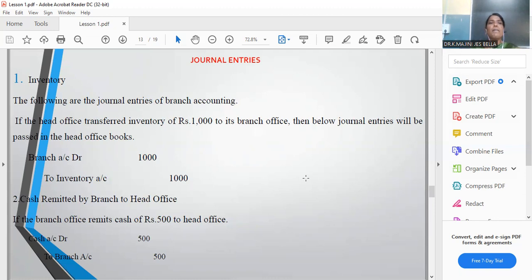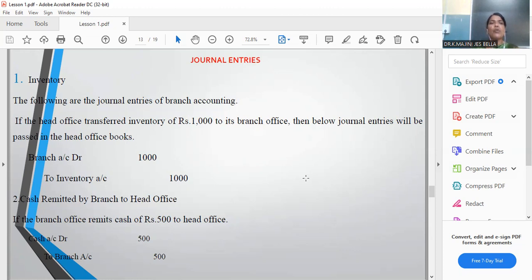What is the journal entry? Branch account debtor to inventory account. Students, here you should understand one thing. Whenever you are writing a journal entry, you should bring the golden rules to mind. Then you can easily write the journal entry without making any mistake. There are three important golden rules: personal account, real account, and nominal account. So keep all three golden rules in mind whenever you write a journal entry, and you can write it easily.